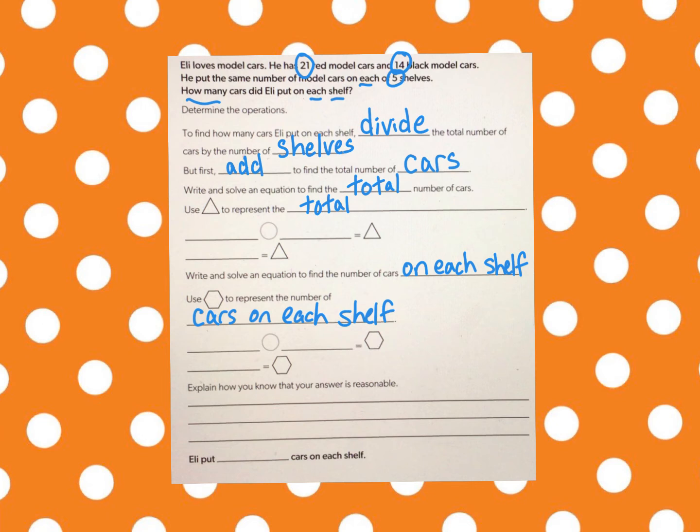So we know we have 21 red and 14 black. So we're going to add to figure that out, okay? And so I know that 1 and 4 makes 5. And I know 20 plus 10 makes 30 to give me 35 equals that triangle.